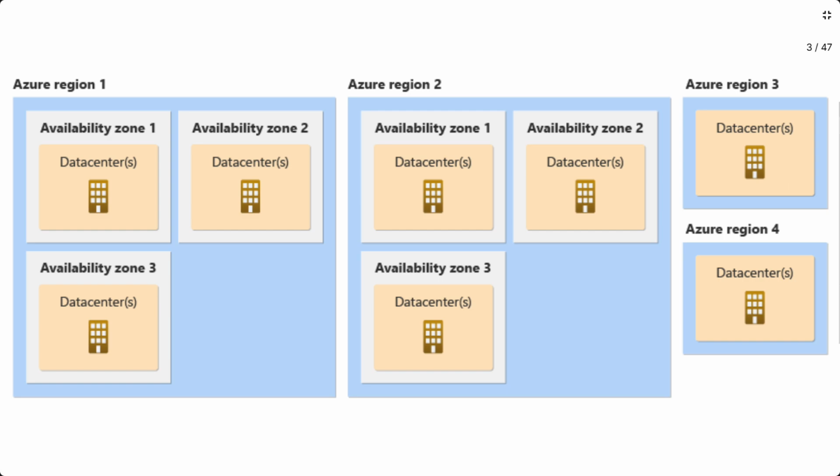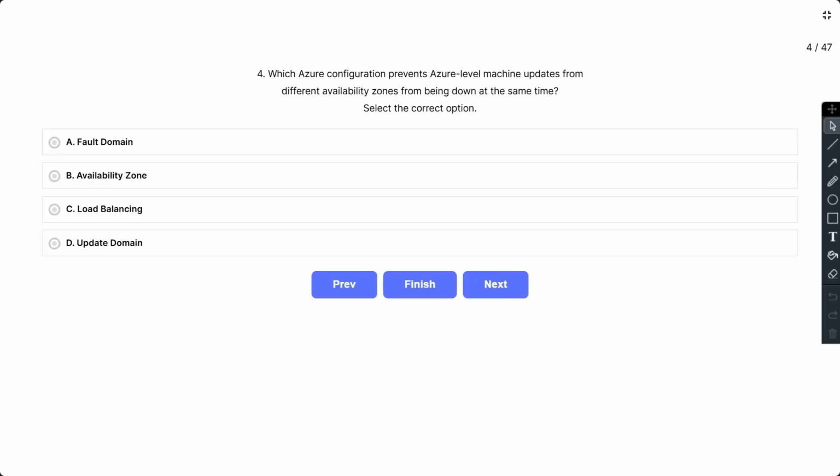One AZ can have multiple data centers, so you won't be able to select a specific data center. Question number 4. Which Azure configuration prevents Azure virtual machines updates from different availability zones from being down at the same time? Select the correct option.